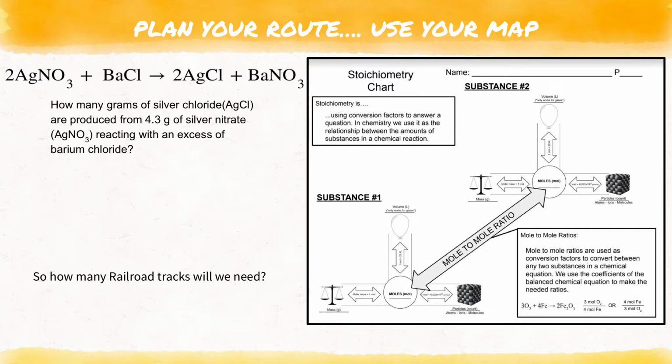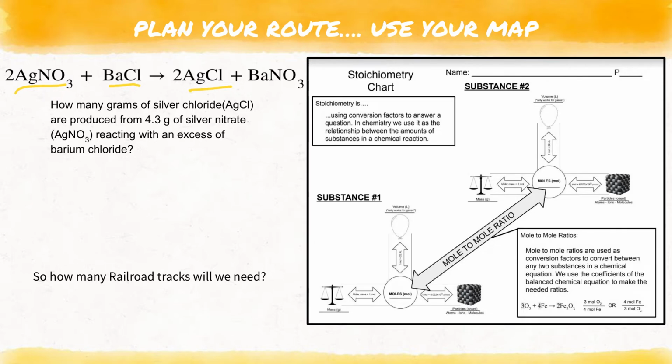So here you need to plan your route. So the question is, how many grams of silver chloride are produced from 4.3 grams of silver nitrate reacting with an excess barium chloride? That just means that all 4.3 grams of the silver nitrate will react because the barium chloride is in excess. So we have enough to make sure that all of it is reacted.